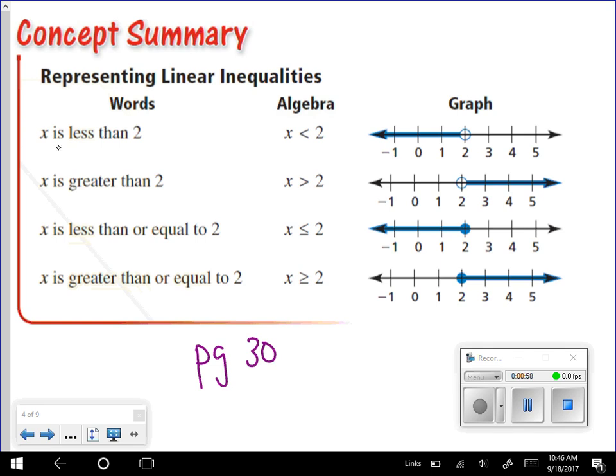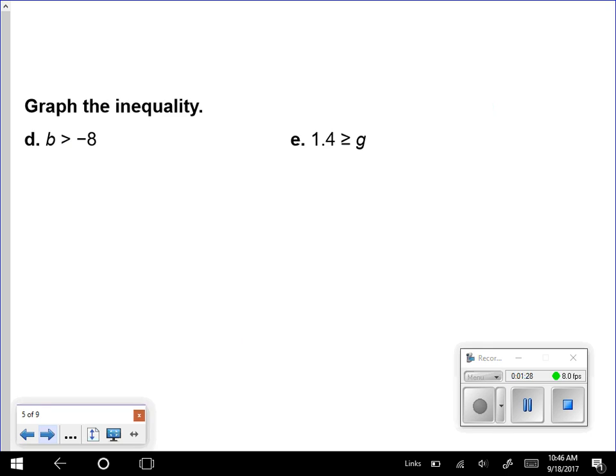So in words, x is less than 2. We have x and then a less than symbol. I shouldn't write that line underneath because that would be x is less than or equal to 2. But on a graph, you would have an open circle shaded to the left. And we have x is greater than 2, shaded to the right. x is less than or equal to 2, with that closed circle shaded to the left, and x is greater than or equal to 2, closed circle shaded to the right. So like I said, with these first couple examples, there's nothing new because we actually did this in the bell work and we did this on Friday.